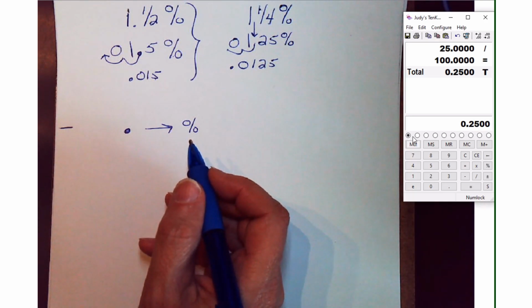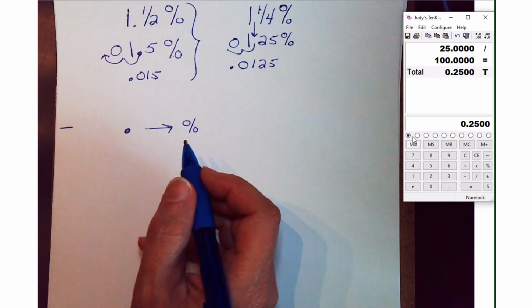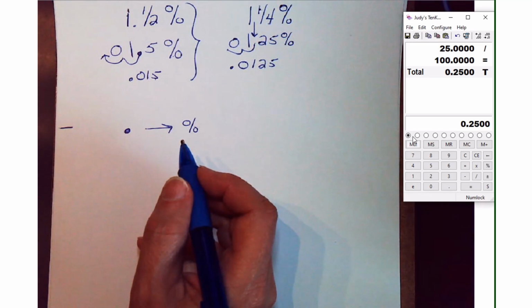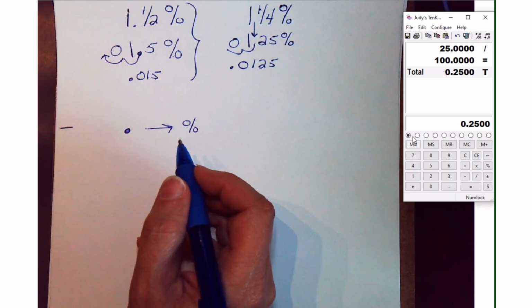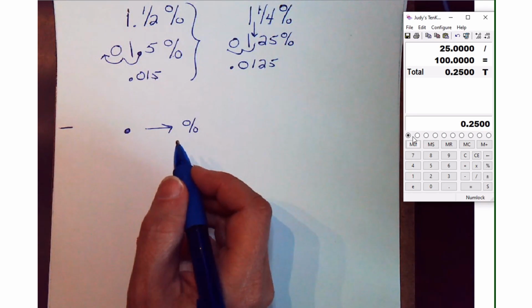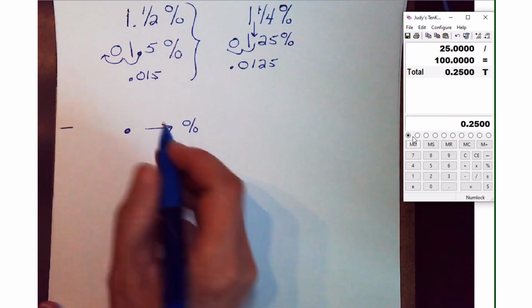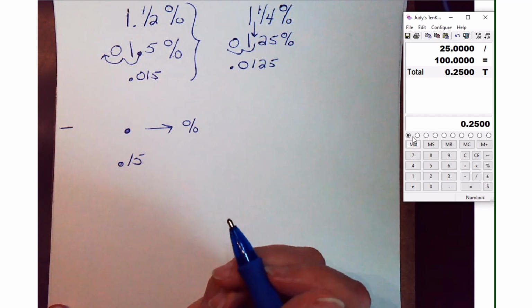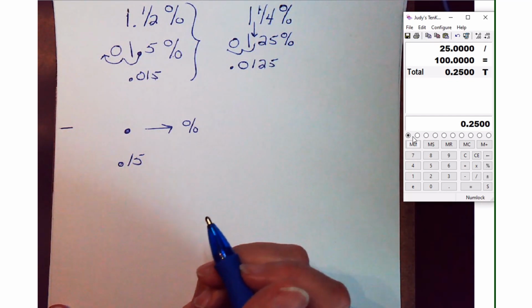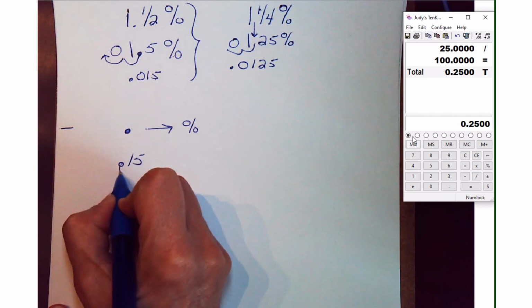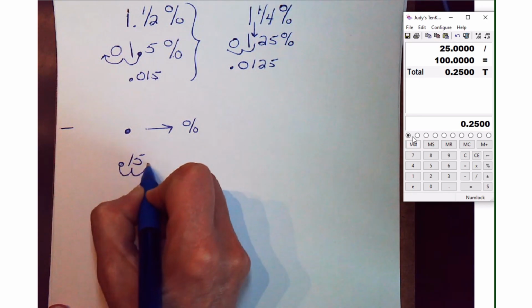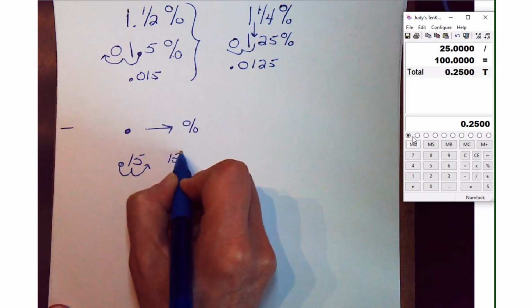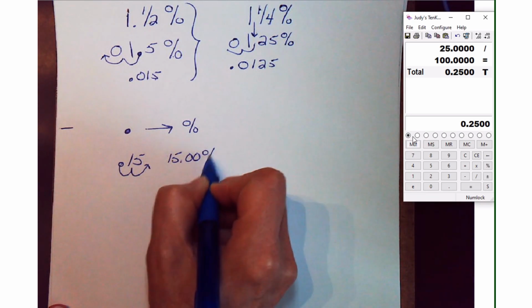So on page 91, changing a decimal to a percent: decimals are changed to percents to make them easier to talk about. Simply multiply the decimal by 100, or move the decimal place 2 places to the right and add the percent sign. So 0.15 as a decimal is what as a percent? We can multiply by 100, or when you multiply by 100, you're moving the decimal 2 places to the right. So it's the same as 15%.